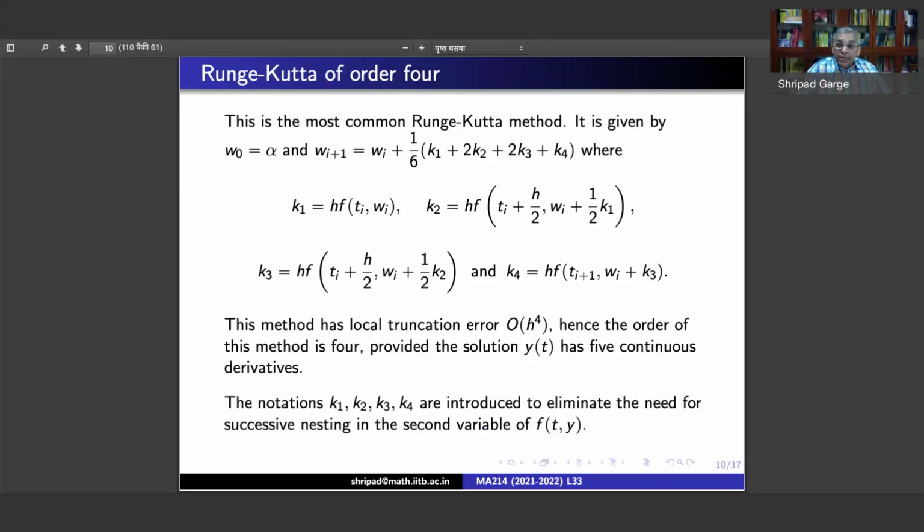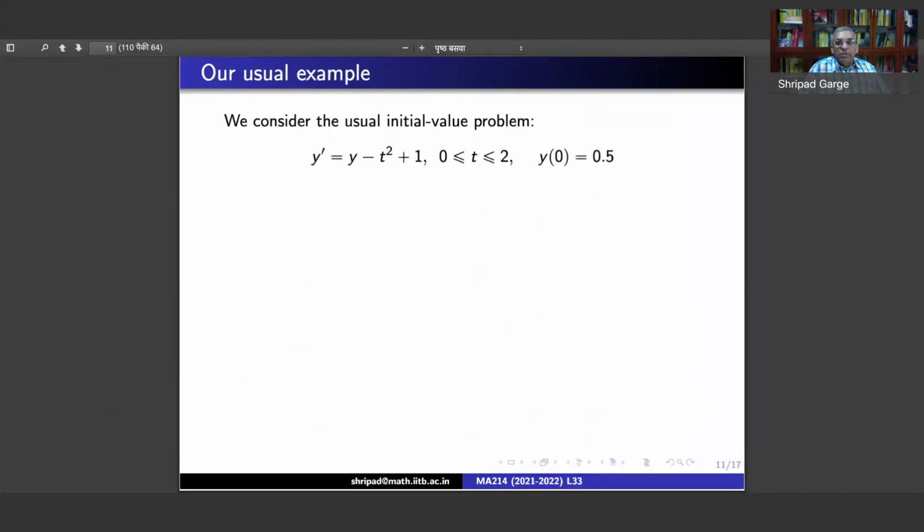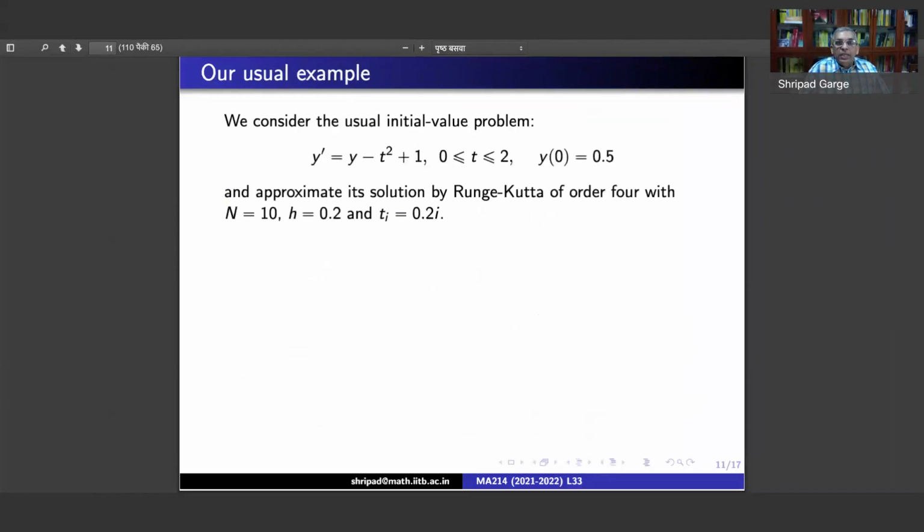Okay, the notations k1, k2, k3, k4, as I told you, are introduced to eliminate the need for successive nesting of the second derivative of the function evaluation. So to not have to deal with those nestings, we are introducing these k1, k2, k3, k4, and they can be computed very nicely. So in particular, for our example, when we take capital N equal to 10, h equal to 0.2 and t_i to be 0.2 times i, the k1, k2, k3, k4 can be easily computed.